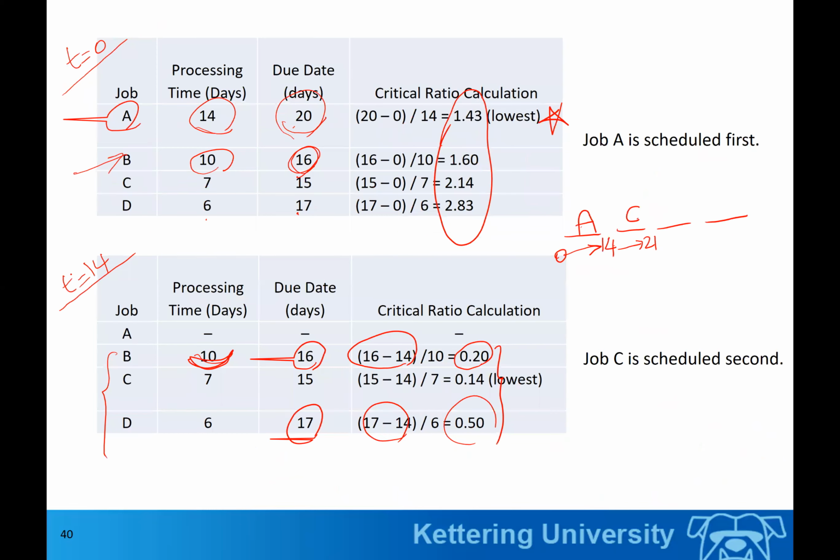So that's what we call critical ratio. As you can see, all it does is calculate a critical ratio considering the updated time to due date divided by processing time. And finally, you select the minimum in each iteration, and you continue until you are done with all the jobs. That is called the critical ratio method.